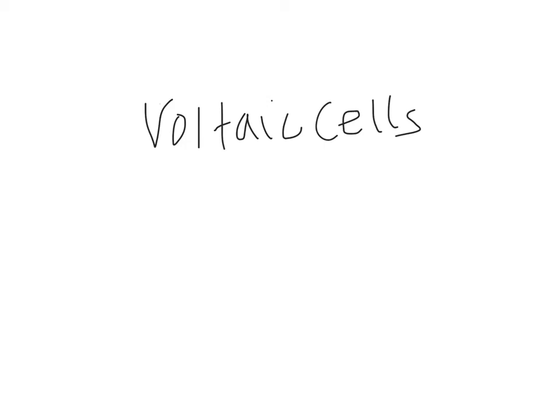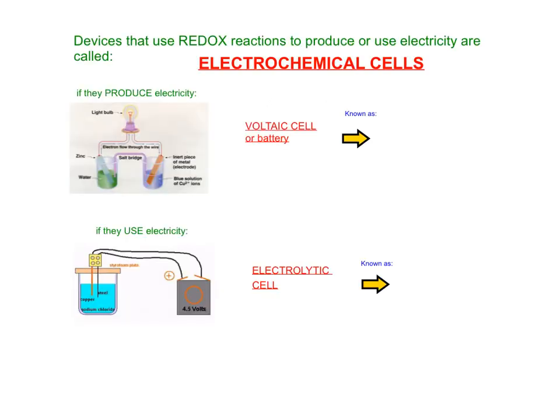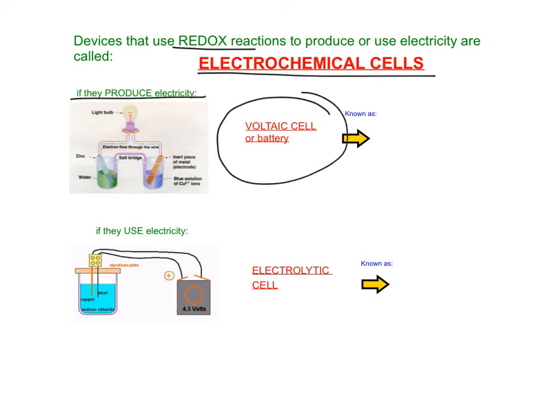This is the Chem 1 lecture on voltaic cells. Devices that use redox reactions to produce or use electricity are called electrochemical cells. And then there's a couple of different types of electrochemical cells that we're going to talk about. If the reaction produces electricity, it's called a voltaic cell or battery. We're going to spend the majority of today talking about that.